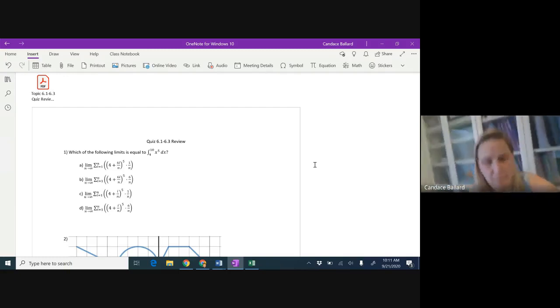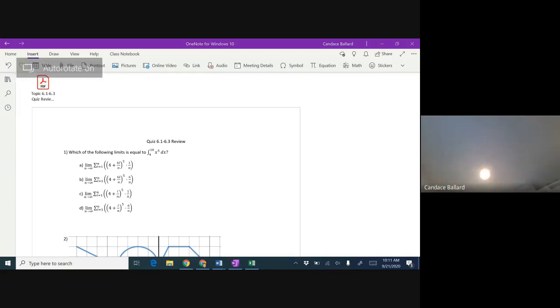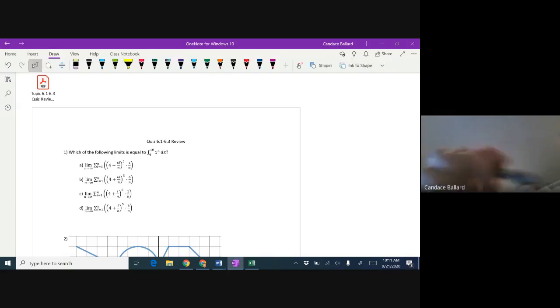So, all right, I'm going to flip this and we're going to talk about this problem. I know that I had a couple in 4th period that were playing with it. So go for it, 100% encourage it. Which of the following limits is equal to the integral from 4 to 10 of x to the 5th dx?